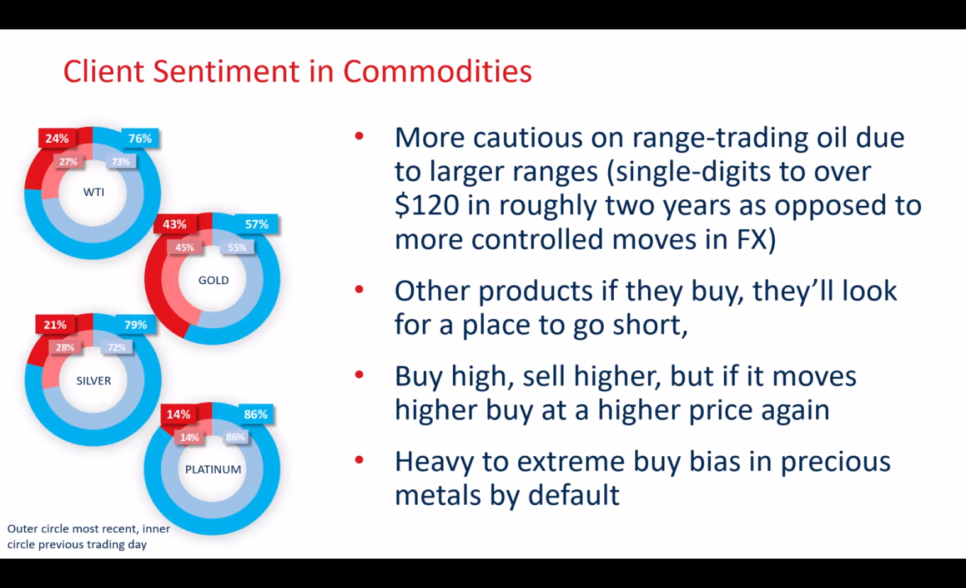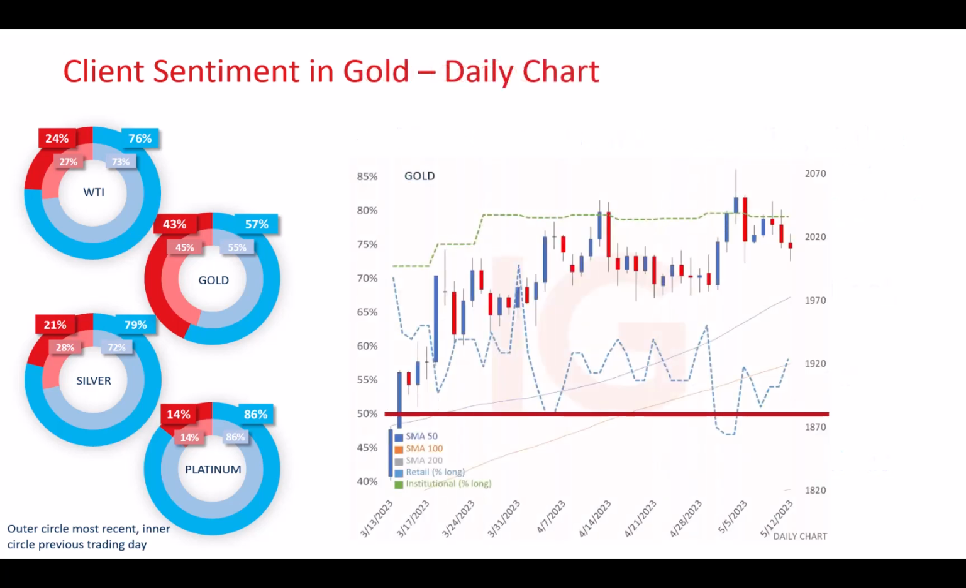Palladium's not on here, but it's also above 80% last I checked. So a heavy to extreme buy when it comes to silver, platinum, palladium. Gold was extreme buy, and I'm going to pull that up. Let's take a look first off at the daily chart. This is actually a bit of an exceptional period for gold because it has been relatively controlled, even though we're at or near record highs when it comes to gold prices.